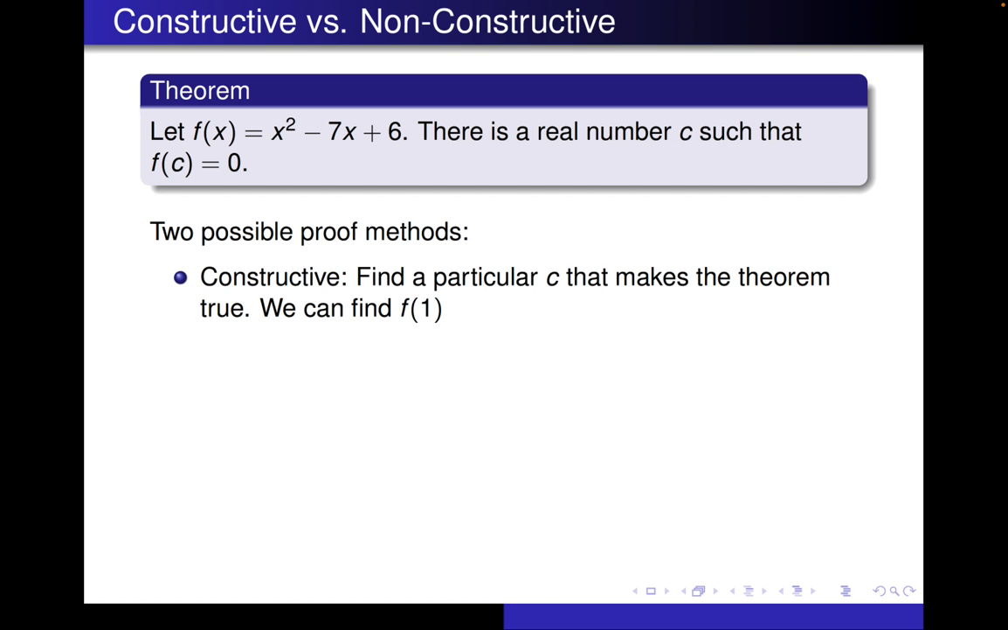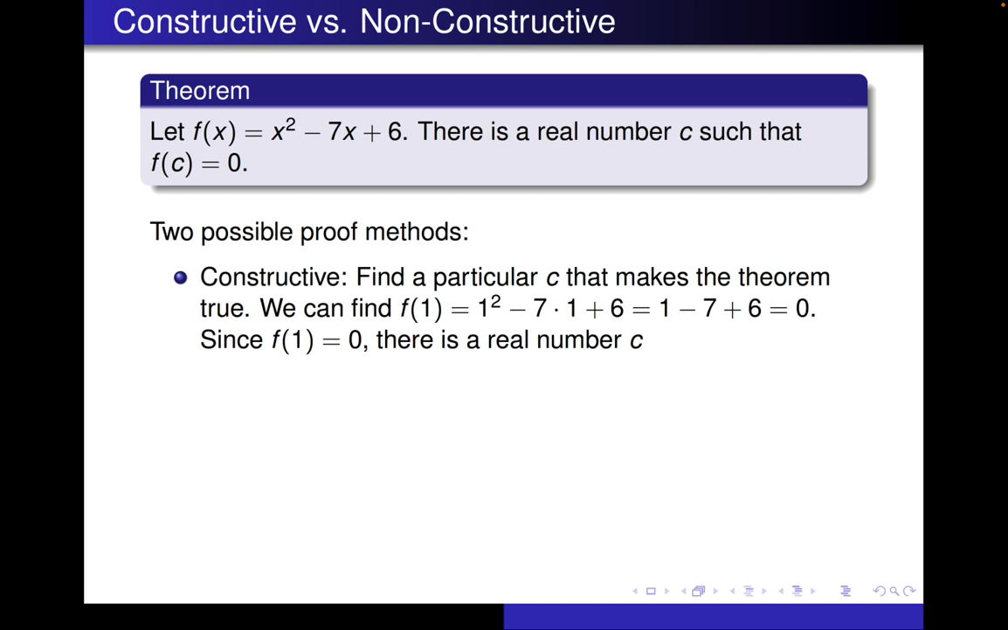So if we were to guess x equals 1, we find f of 1. That gives us 1 squared minus 7 times 1 plus 6. And we do the arithmetic on that, and we get 0. Yay, that says f of 1 equals 0. That means there is a real number c, namely c equal to 1, such that f of c equals 0. And that is what we would call a constructive way of proving that theorem. But there are some non-constructive ways as well.